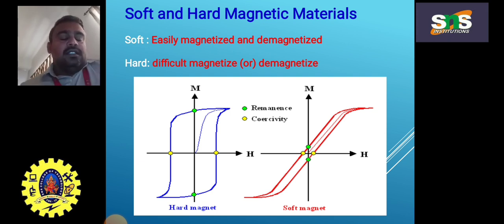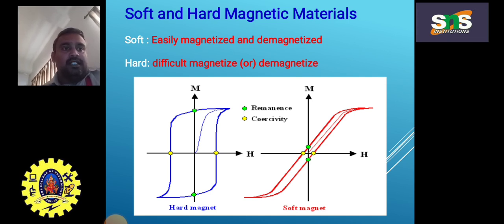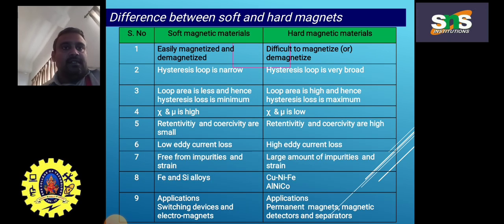So based on the properties of ferromagnetism, these materials are divided into two types of very strong magnetic materials, for example soft and hard magnetic materials. Soft magnetic materials are easily magnetized and demagnetized. Hard magnetic materials are difficult to magnetize and demagnetize. The diagram shows the difference between soft and hard magnetism.